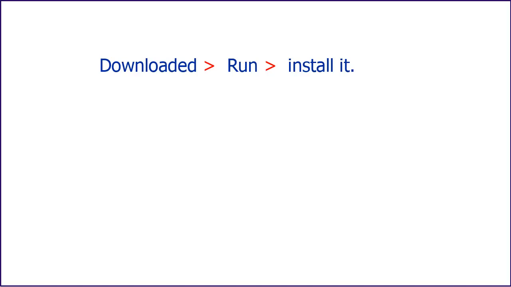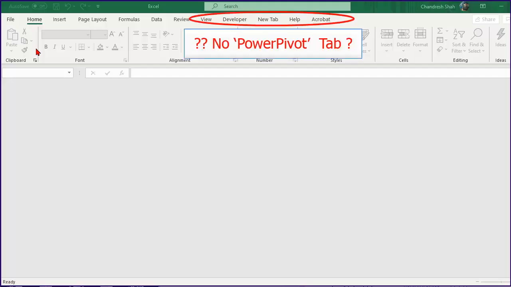Install it. Even after installation, you will not find PowerPivot tab in the ribbon. PowerPivot need to be enabled. From this point, steps for all Excel versions are same.